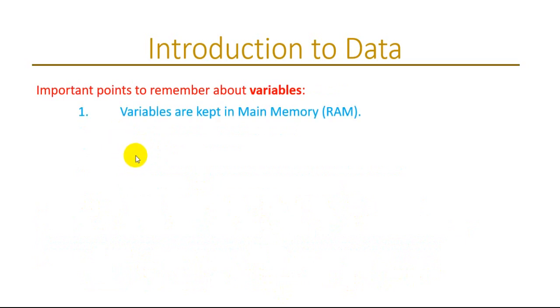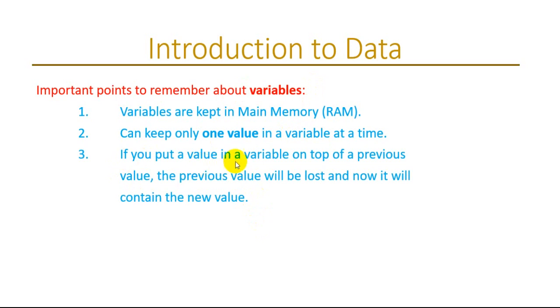Variables are kept in the RAM, main memory. A variable can keep only one value at a time. I will show you some examples as we go through. If you put a value in a variable, say I have a variable called a containing some value, and you put another value on top of that, the previous value will be lost and the new value will be the current value from that point onwards. So if you put a value in a variable on top of a previous value, the previous value will be lost and now it will contain the new value.